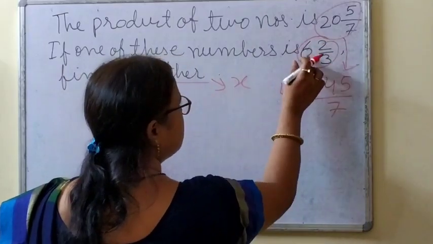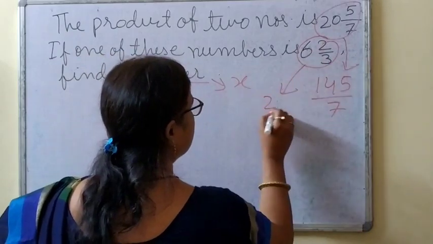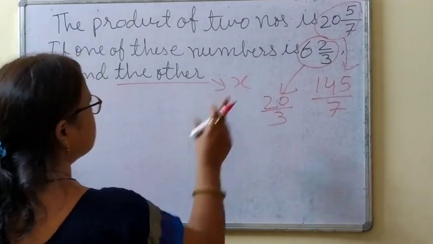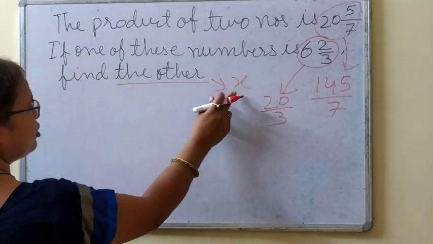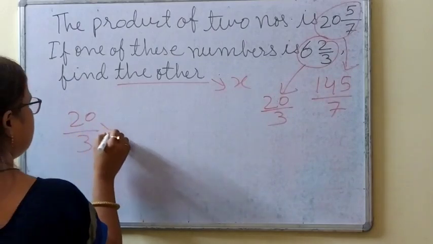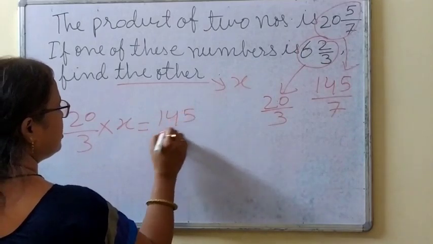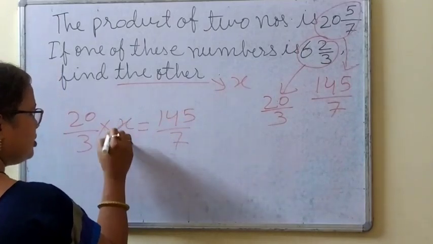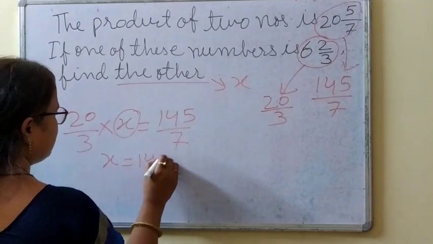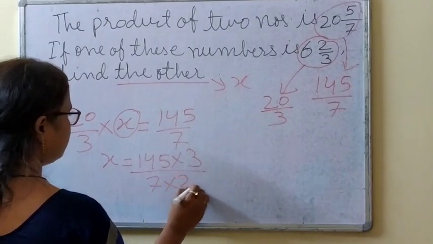Then this one also, you find out 6 3s are 18. Clear? And 18 plus 2, 20. 20 by 3. So the product of two numbers: one number is 20 by 3. So we can write 20 by 3 into x is equal to 145 by 7. You have to find out the value of x. So x equals 145 into 3 by 7 into 20.